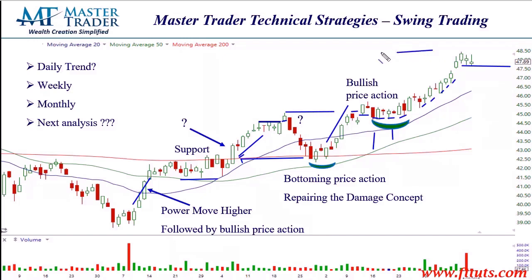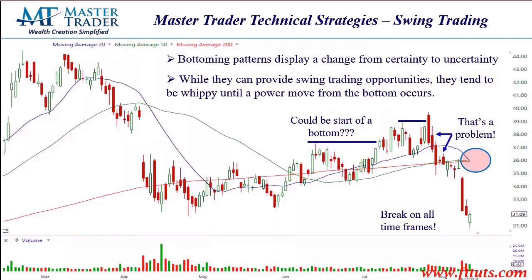Of course, you're looking to the left to see, is there a void over there? Everything has to start coming together where you're continuously doing this analysis and objectively looking at what's occurring in the stock you're looking at. And of course, you're going to be doing this as it relates to the broader markets as well. Bottoming patterns, they can display a change, and they do display a change from certainty.